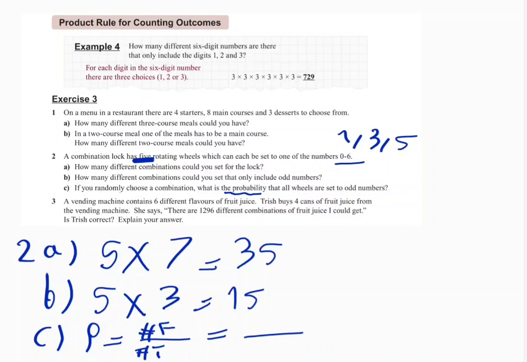It says that if you randomly choose a combination, what is the probability that all wheels are set to odd numbers? So we already worked out that the total number of outcomes that lead to odd numbers is 15. So 15 is the number of outcomes that we are interested in, and the total number of possible outcomes is 35, because we worked that out in part A, and 15 over 35 is the answer to part C. And that's it for this question.